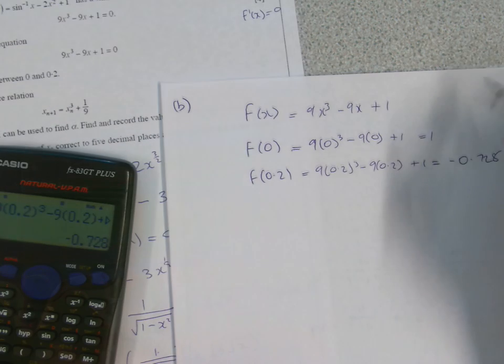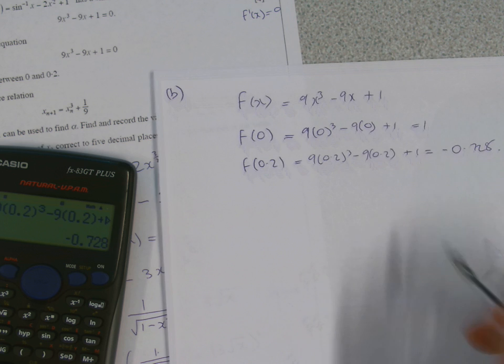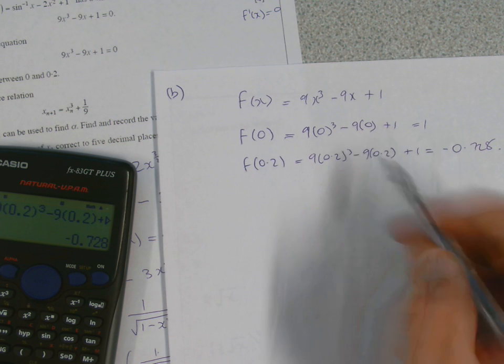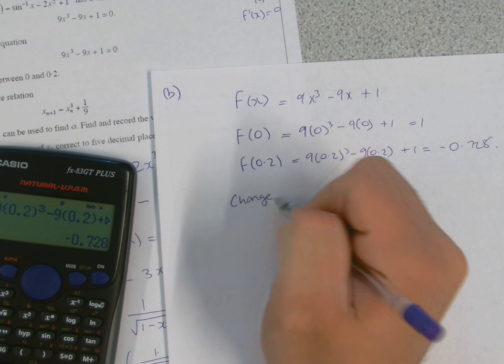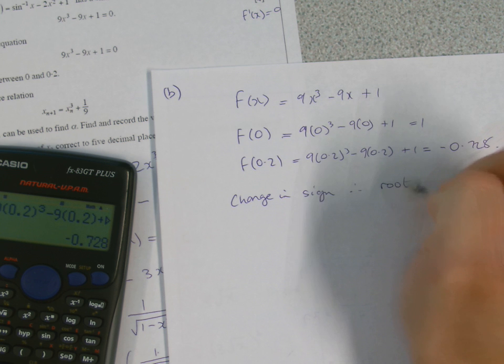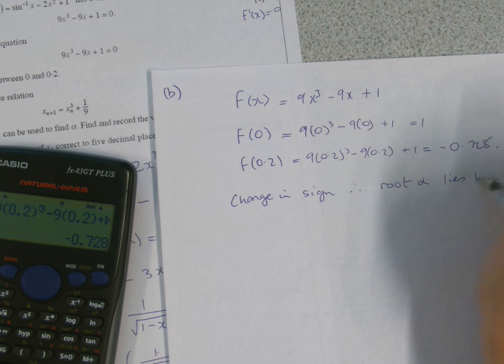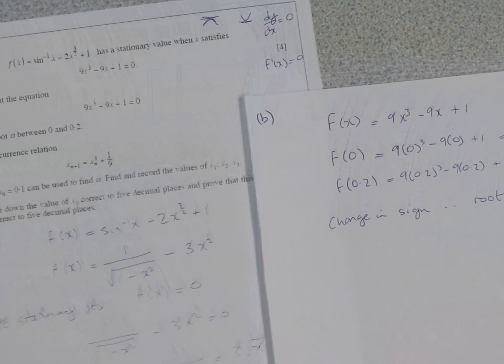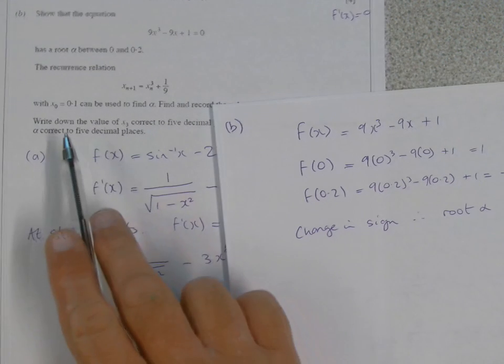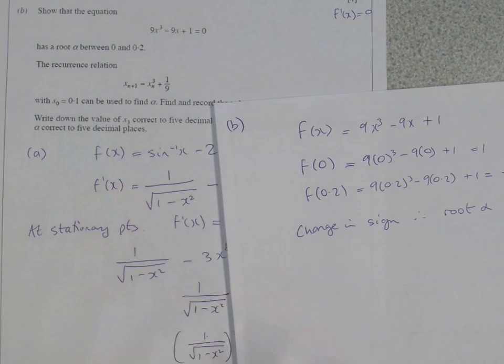Now what I hope you notice there is that there is a change in sign. f of 0 gives a positive, f of 0.2 gives a negative. So we say change in sign. Therefore, root alpha lies between 0 and 0.2.